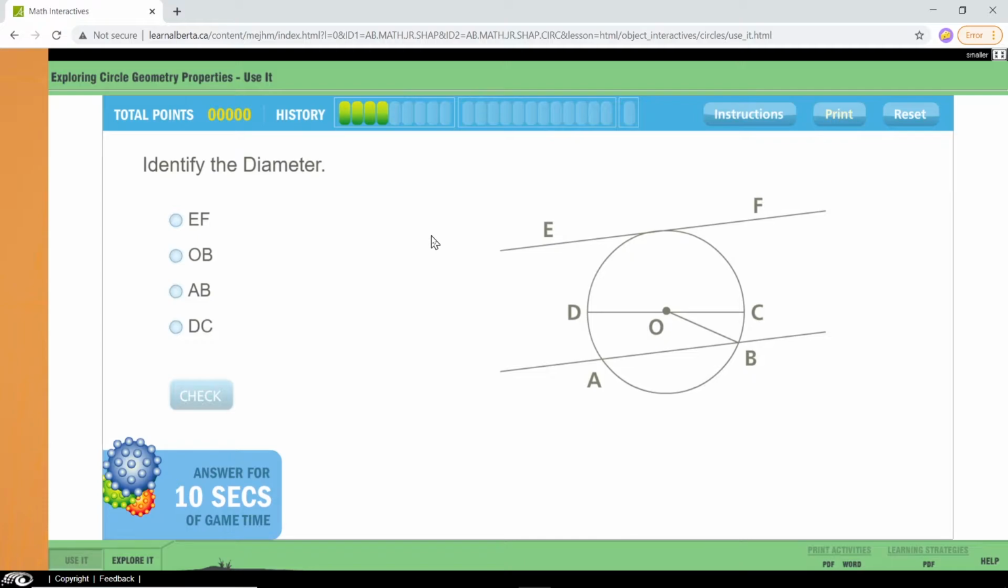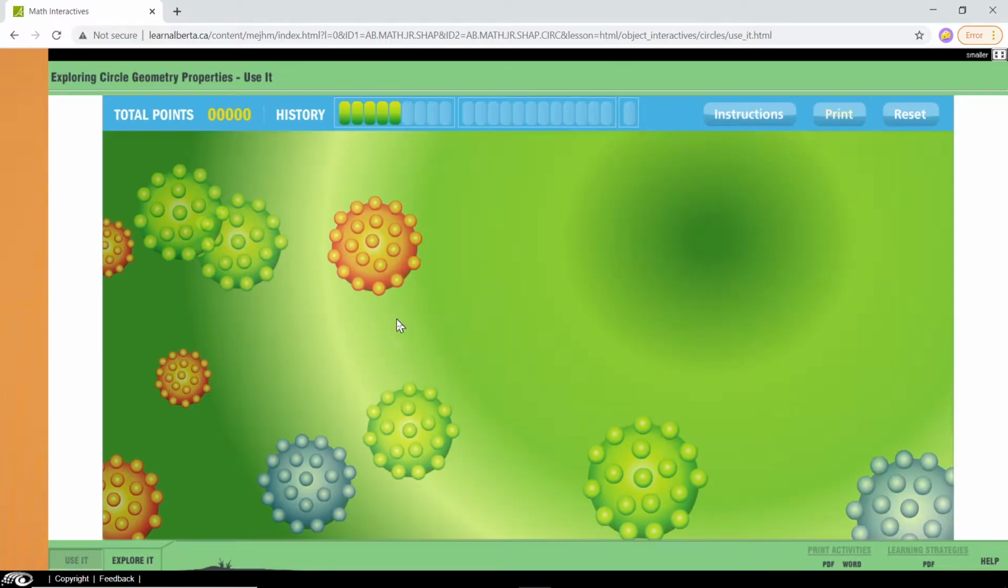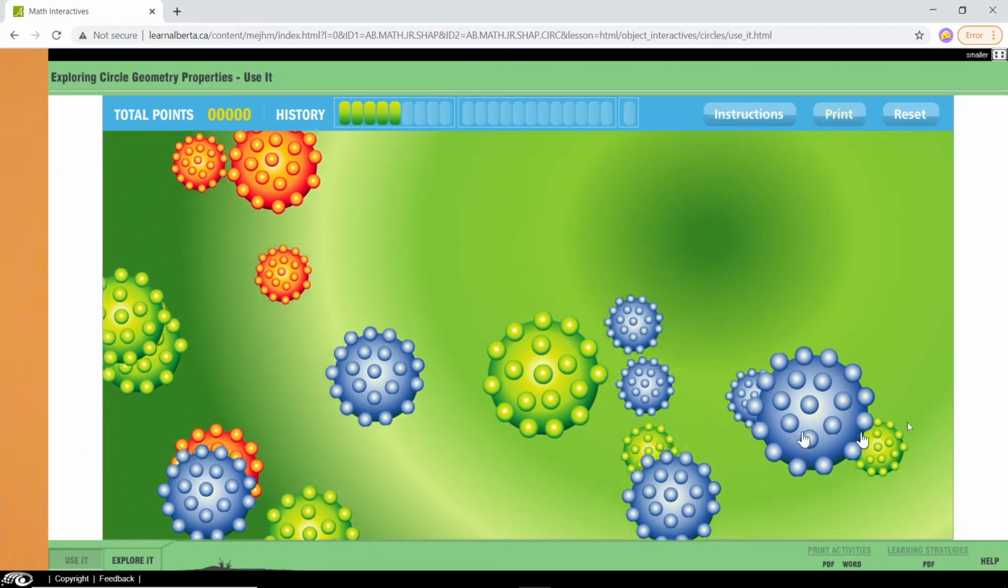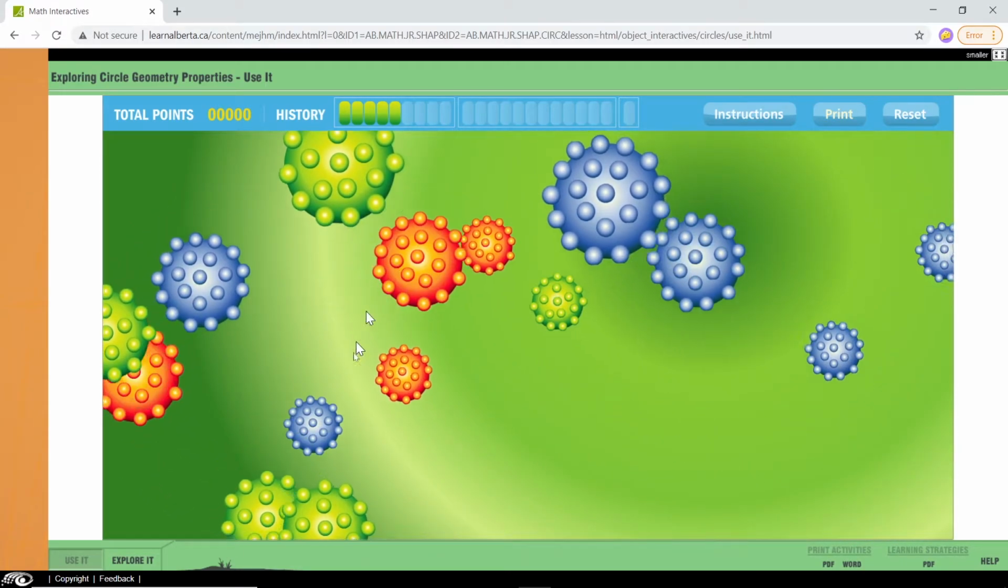Now, identify the diameter. As I explained in the previous video, the diameter is a straight line passing through the center of the circle. Therefore, the answer is DC. Okay, continue. Now, choose any circle randomly.